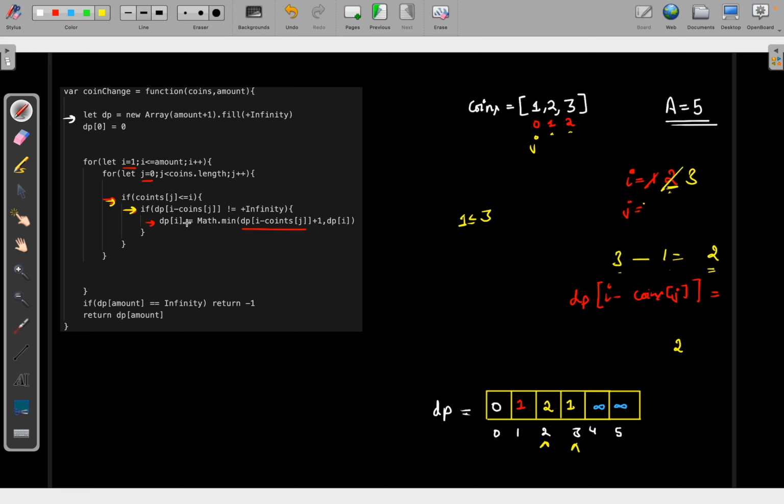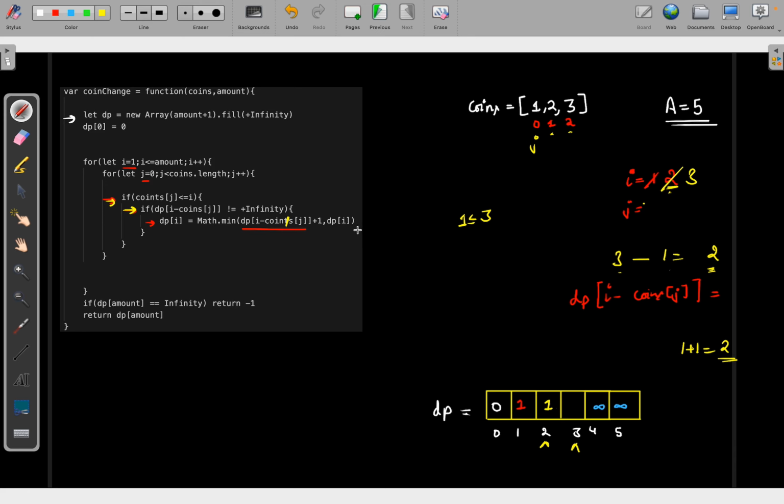For 2, for making 2, I should make only 1, I guess. This will be 1, right? And this we are talking about, okay, for i equals 3. So dp of i minus coins j, so 3 minus 1, this will be 2, right? So I will check dp of i minus coins j. So i 3 minus coins j, 3 minus 1 will be 1, and dp of 2, that is 1. So dp of 2, that is 1, 1 plus 1, that will be 2, right?